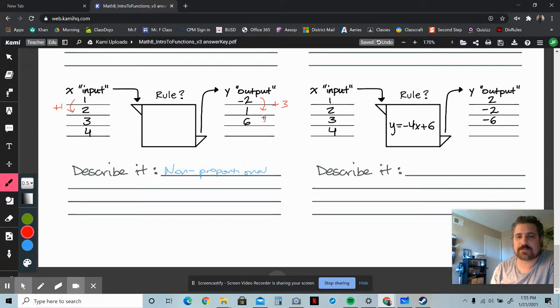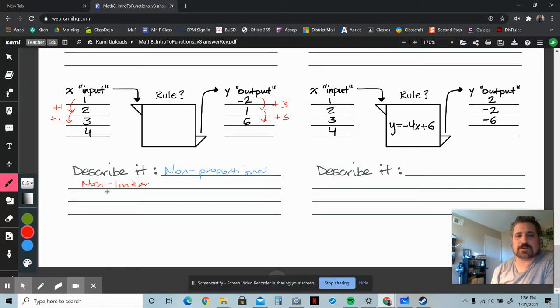1 to 6 is plus 5 on the outputs. What's the input variation here? From 2 to 3, plus 1 still. So the first ratio we're looking at is a growth ratio of 3 over 1. The second ratio we're looking at is a growth ratio of 5 over 1. That's not a constant slope, is it? That ratio of growth is getting faster and faster. This is some kind of curve, right? This is some kind of non-proportional, nonlinear function. So this is nonlinear, okay?